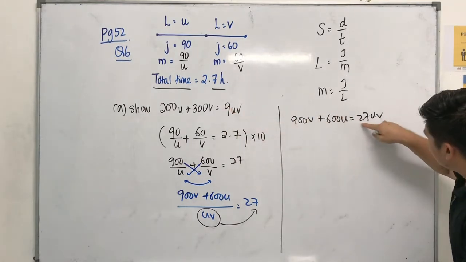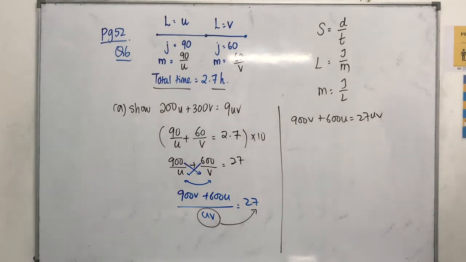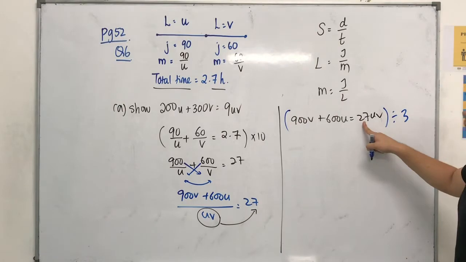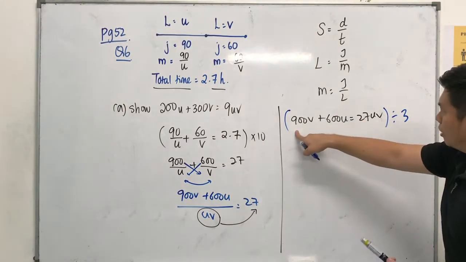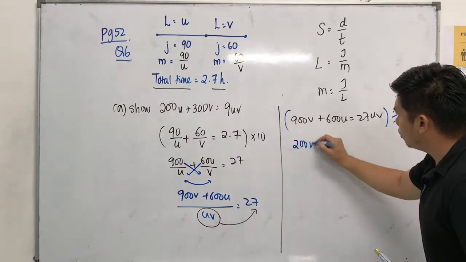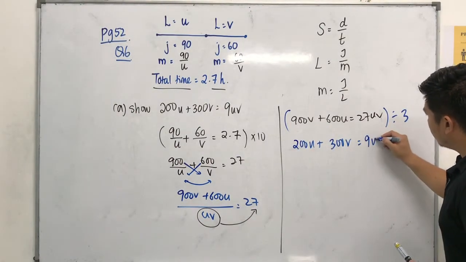So now, the easiest way will be 27, this is 9. So it means 27 you can divide by 3. You can divide by 3. Divide by 3. 27 divided by 3 you get 9. This one divided by 3 you get 300. This one divided by 3 you get 200. Correct? So 200U. Write it back. 200U plus 300V. And then equals to 9UV.